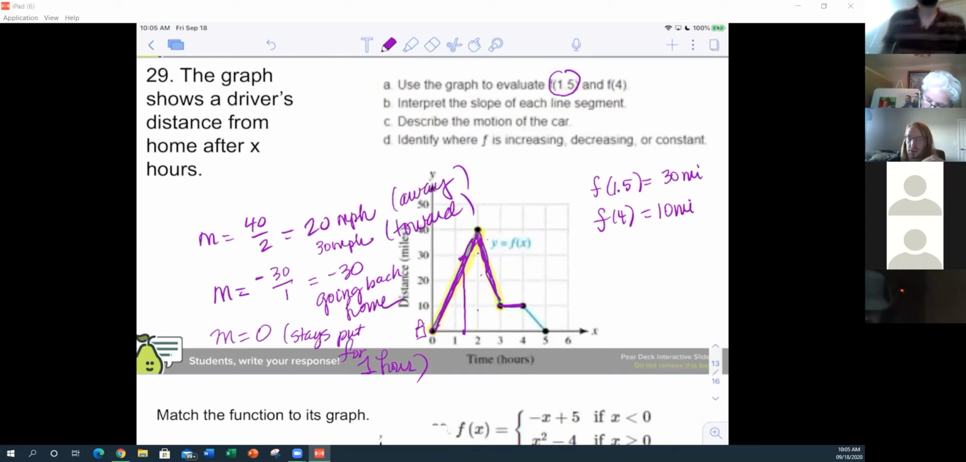All right, finally he's on his last leg, last hour going home, and what's the slope? Negative 10. Okay, right. And so that means he's going 10 miles per hour towards home.